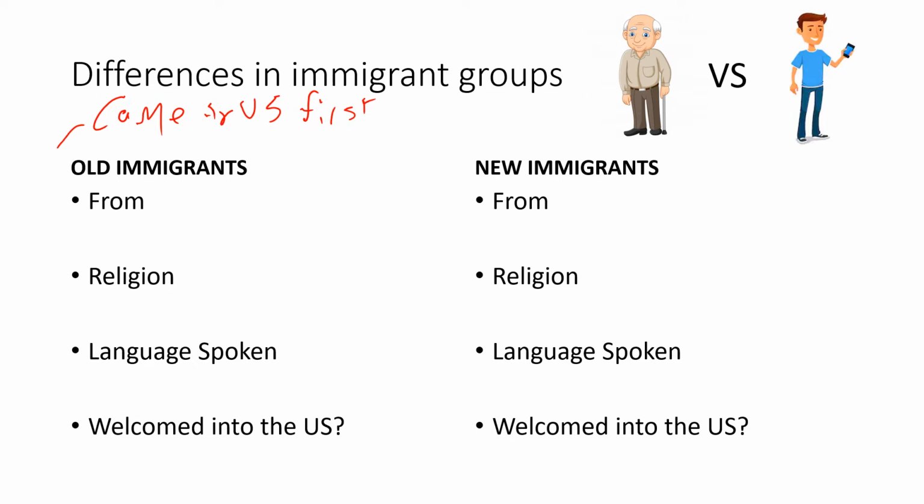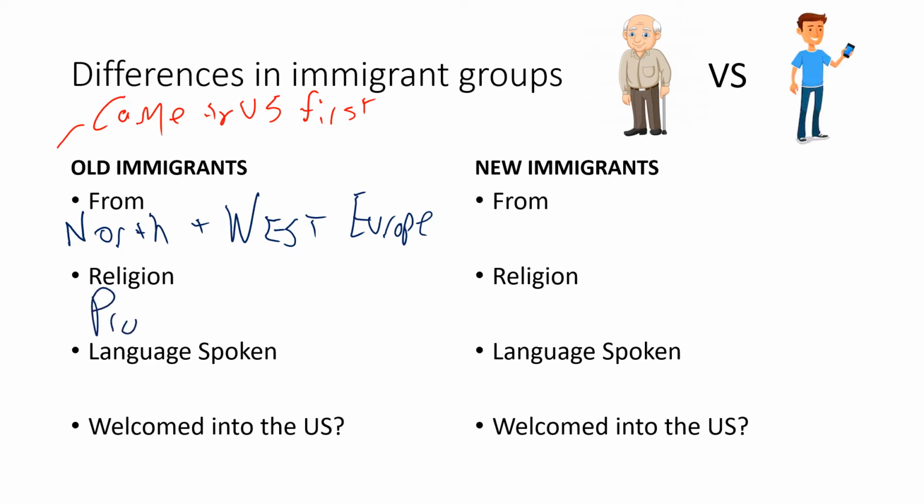Okay, old immigrants. First thing about them is they're going to be all from Europe, and they're going to be from two areas of Europe. They are from North and West Europe. Okay, so they immigrated from places in Northern and Western Europe. And these two regions in Europe are going to be very similar to what was already here in the United States as far as people groups, as far as traditions, languages, customs. The next thing about them, their religion, they are Protestants.